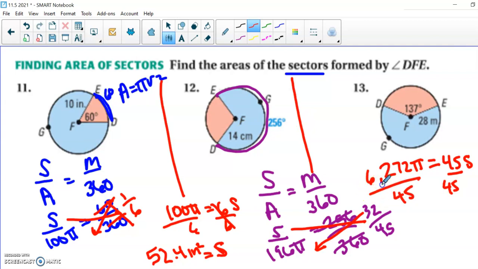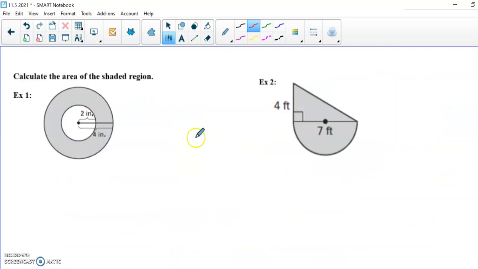So I'm going to punch in my calculator 6,272 pi divided by 45 and see what we get. The longer I can leave pi in my calculator, the closer to the actual number I'm going to get. And that's telling me the area of this is about 437.9 square centimeters.